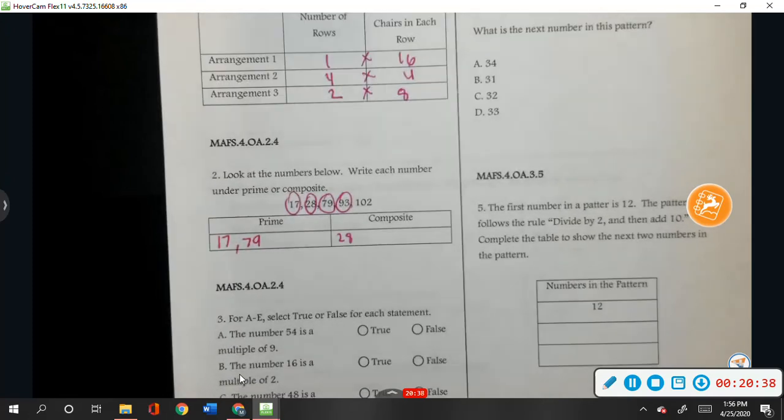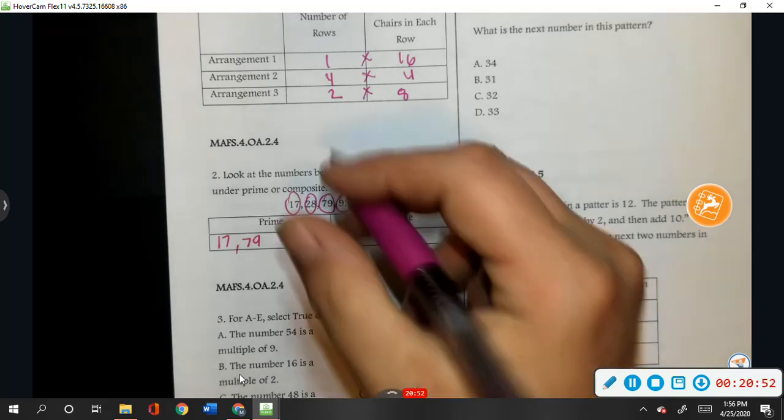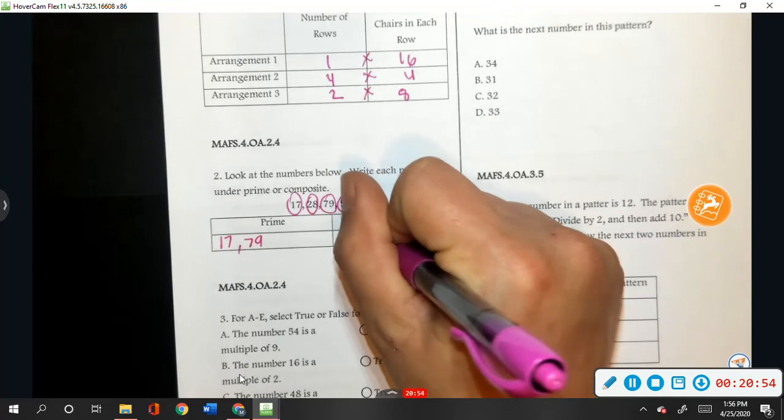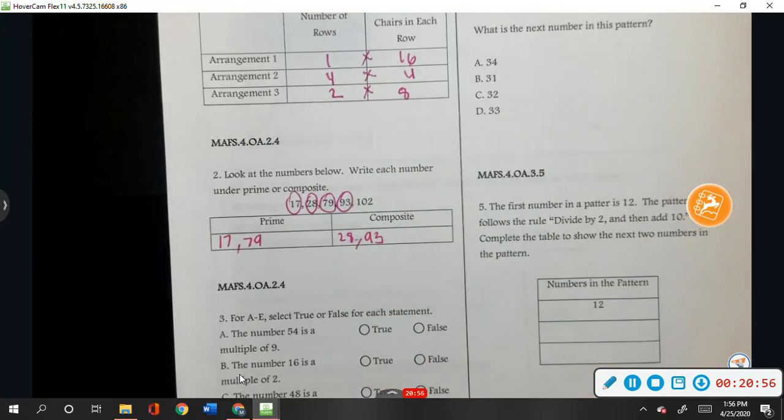What about 93? Does 93 have any factor pairs besides 1 and itself? Think about it for a second. Pause the video if you have to. 93 is actually a composite number because its other factor pair is 3 times 31.